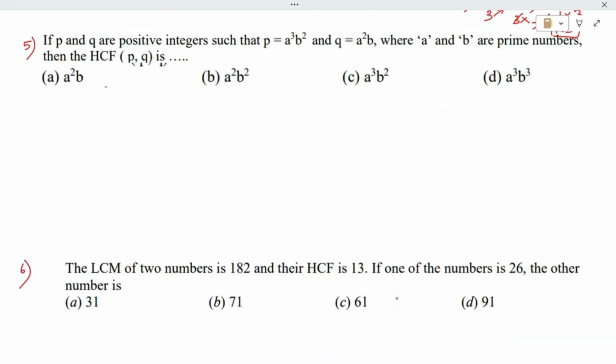Question number 5. If p and q are positive integers, where p is a cube b square and q is a square b, I need to find the HCF. So HCF is nothing but the product of the minimum powers of a variable. So a appears in both p and q and the minimum power for that is 2. So it is a square. Similarly, b appears in both p and q and the minimum power is 1. If there is no power, it is considered as 1. So it's just a square b, which is option A.